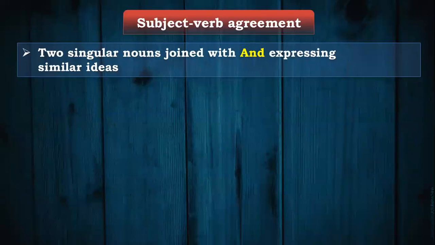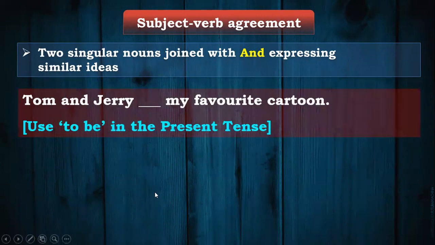Here we have another situation where, in spite of having two singular nouns, they convey a single unit, a similar idea. That means Tom and Jerry dash my favorite cartoon. Now, in this case, do you think Tom and Jerry are two different personalities or one single unit, one single name? It is one single name. It is like Adi and Manav from Dhamal, right? They are one single unit, isn't it? Yes. So Tom and Jerry is the name of the cartoon. So it is a single unit.